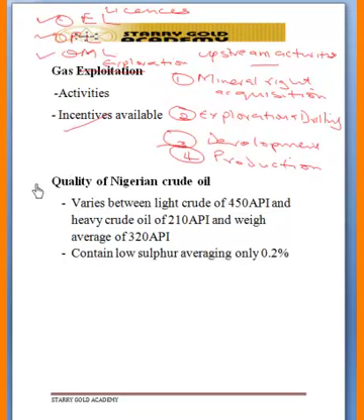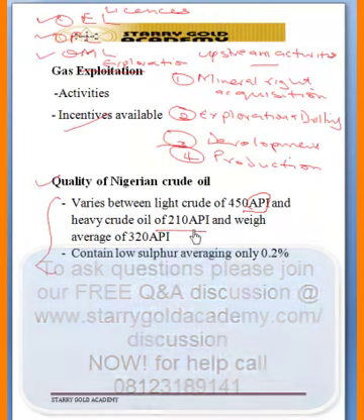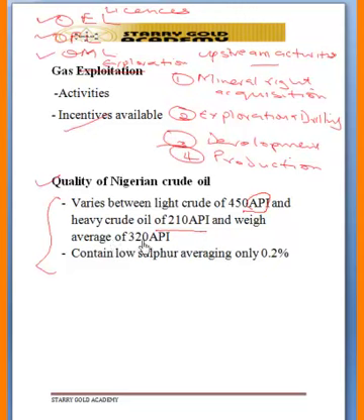Let's quickly look at the quality of Nigerian crude oil. These are technical terms. It varies from light crude of 45° API. API here stands for American Petroleum Institute. That's how the oil is being measured, the scale for measurement in the whole world. And the heavy crude oil of 21° API, and weight average of 32° API. All these are the ways you measure the quality of crude oil.